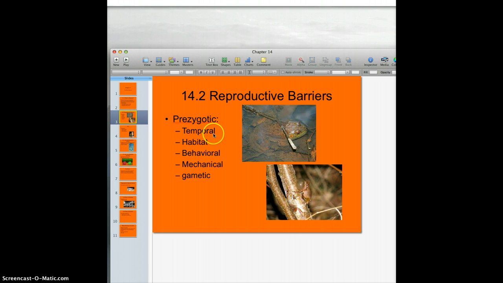And humans mate almost all year long and have the potential to have children all year long. But a lot of animals, like bullfrog and the spring peeper, are only really interested in mating at certain times.